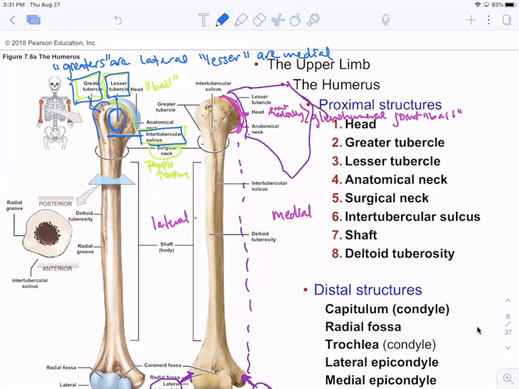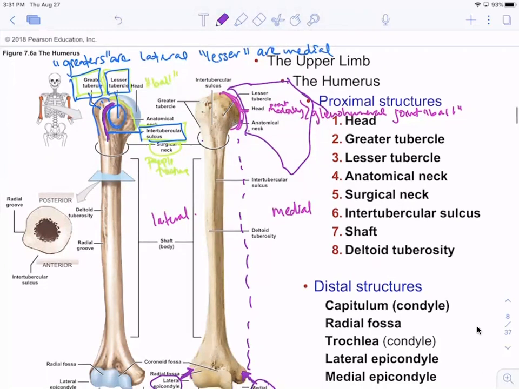Now there's a groove between the two tubercles. So there's a groove here, and this is where your biceps brachii tendon drops through. So it's a groove or indentation between the two tubercles. And because it's between two tubercles, it's intertubercular groove or sulcus. So some books call it a groove. Inter means between, and it's between two tubercles. So it's intertubercular groove or sulcus.